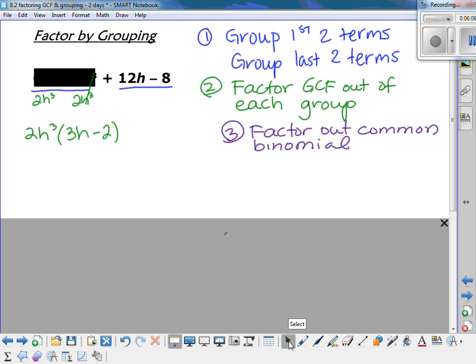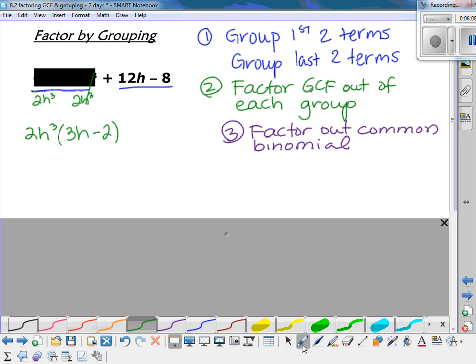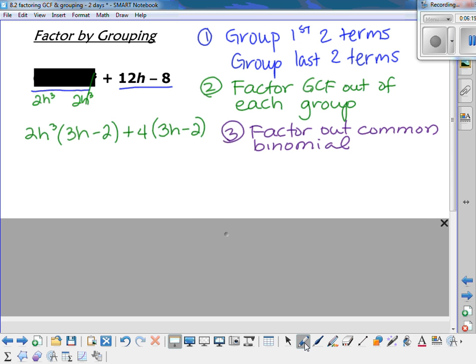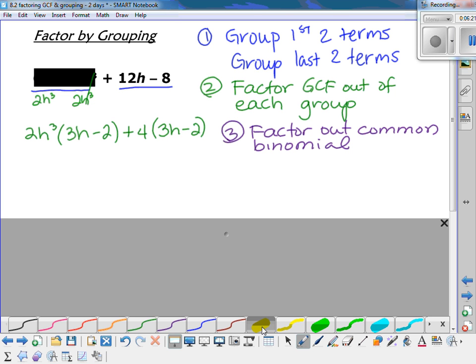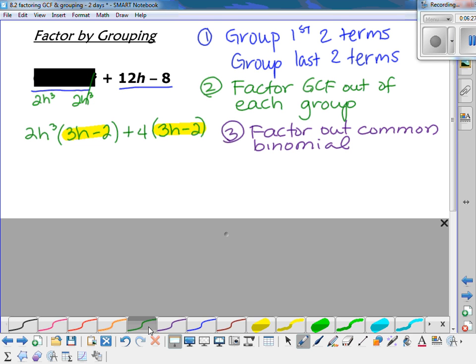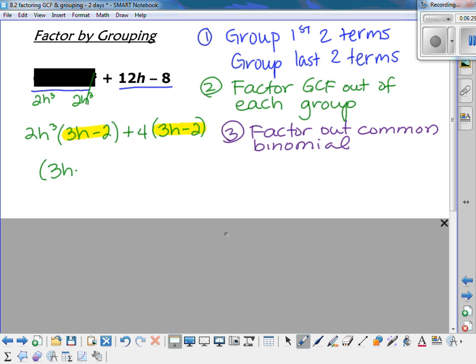Now let's take a look at the second two, and I'll ignore the first half. What goes into 12 and 8? A positive 4. And then I'm left with 3h minus 2 again. So now I've got a common binomial. I can do what we just did on the last page. I can factor out that common binomial. And so I have 3h minus 2 times 2h cubed plus 4. And that would be your answer.